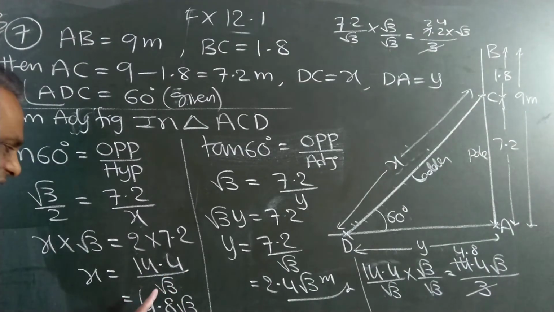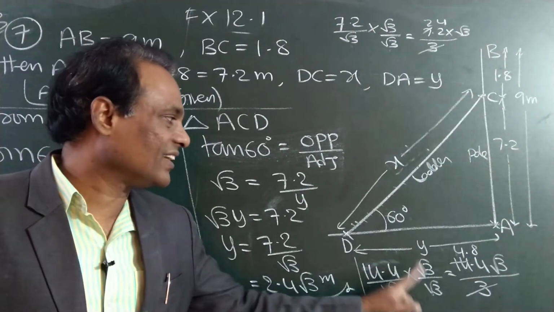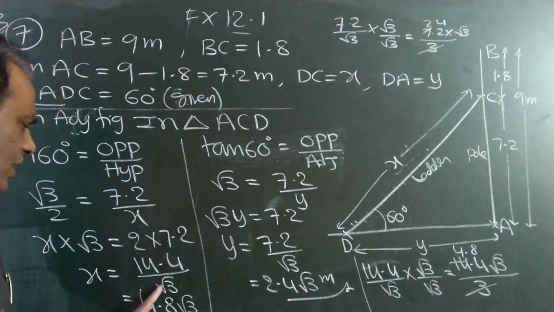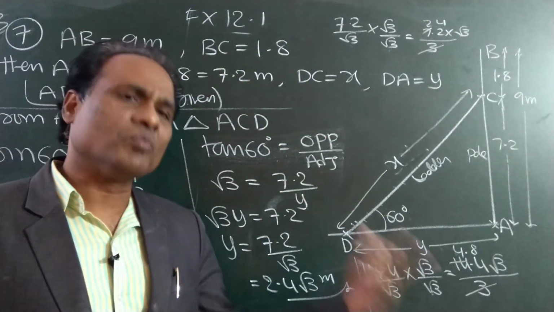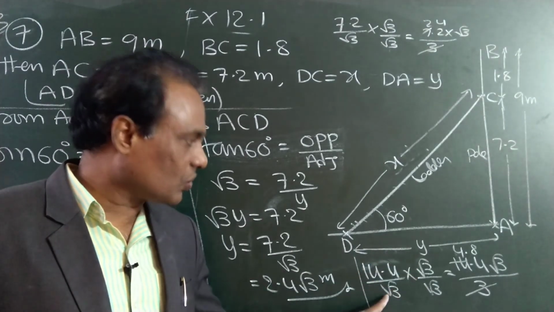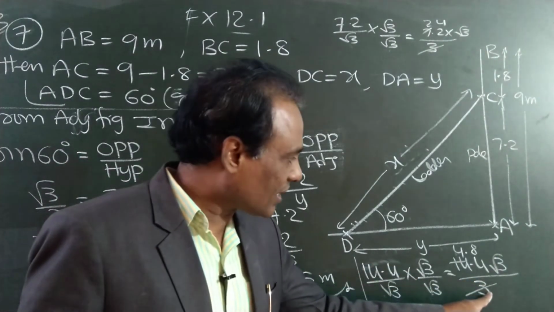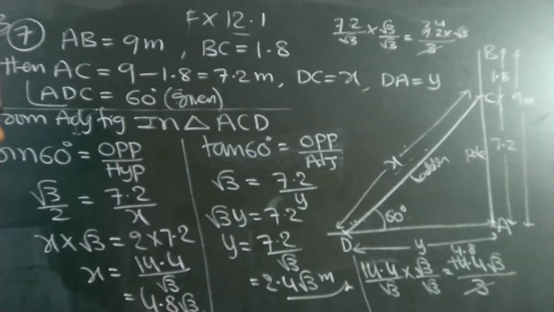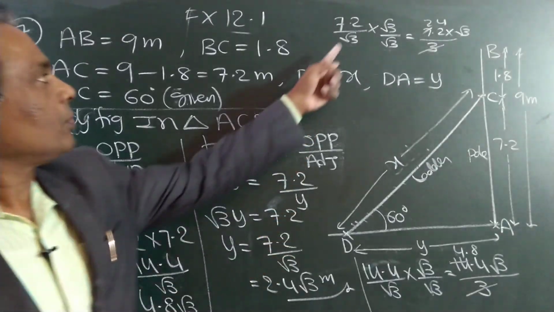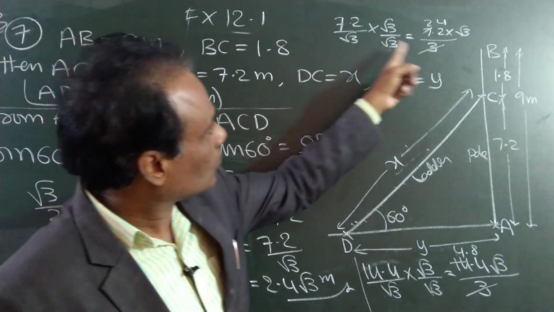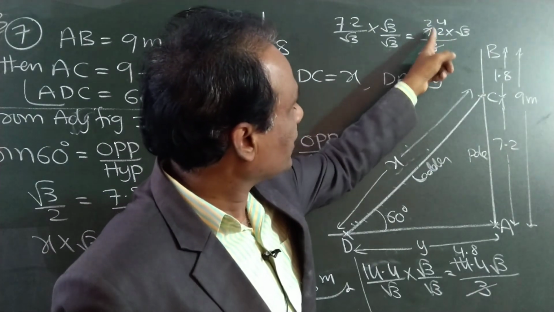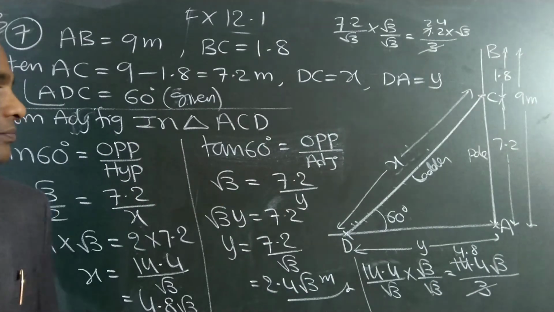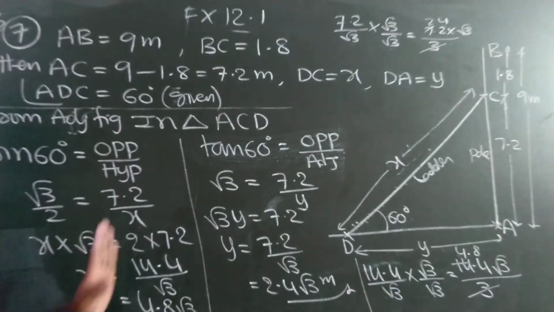Whenever there is a root in the denominator, we rationalize it. You studied this in 9th class. Whenever you get a root in the denominator, we try to remove it: multiply and divide with another root 3, so that root 3 and root 3 becomes 3. 3 48s are 144, so 4.8 into root 3. That is the answer. Same for the other: multiply and divide with root 3, root 3 into root 3 is 3, 3 24s are 72, so 2.4 into root 3. That's all. So both questions are answered.